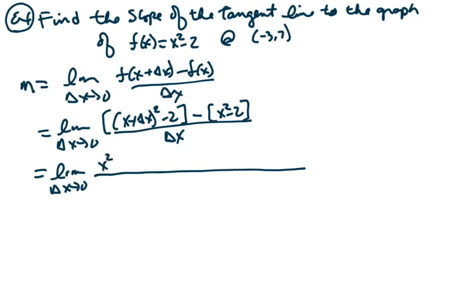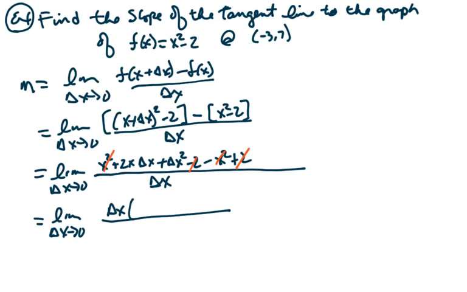So if I take (x plus delta x) squared, I will get x squared plus 2x delta x plus delta x squared, minus 2, minus (x squared minus 2), all over delta x. What you should notice is the terms without a delta x should cancel out. And what's left are terms that have delta x. Since they all have delta x, I'm going to factor that delta x out. And when I factor it out, this is what I end up with. And lucky for me, the delta x's cancel out. So I'm left with this expression here.